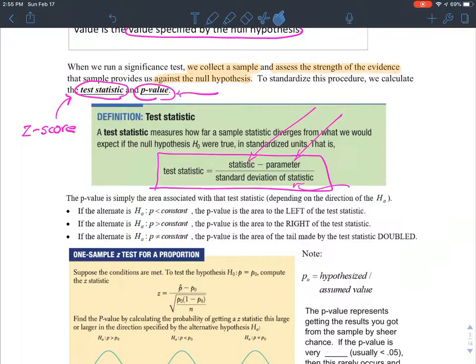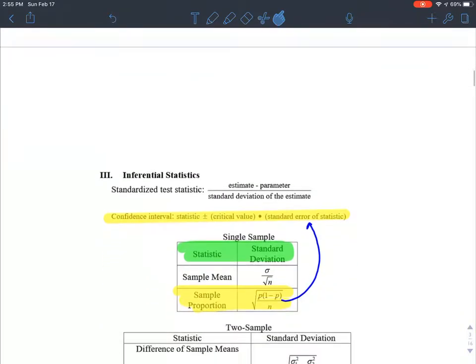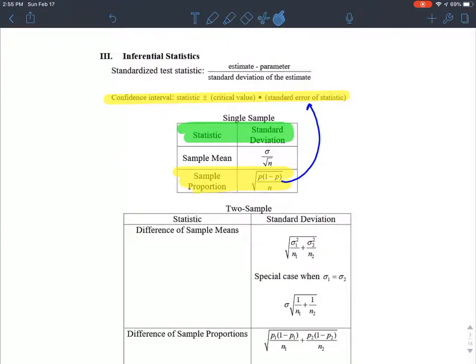Now I'm going to change this slide over. This is not on your notes page, but it is on that green cardstock that I gave you earlier in the year. What I want to draw your attention to is that this green cardstock is really the formula sheet that you're going to be given. You can see generically there's that formula for a standardized test statistic, which is really just a z-score. Just like the confidence intervals, it's written generically, and this is what you're going to use when we're doing these significance tests.